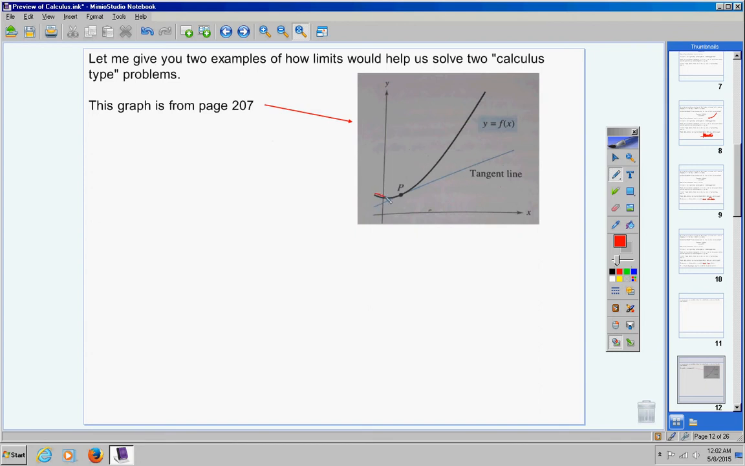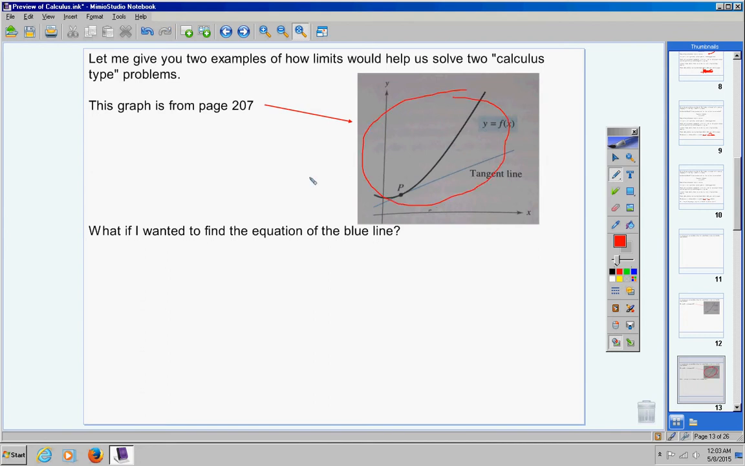So what we have is a black curving graph here, and then we have a blue line that is tangent to the black graph right here at that point, a tangent line. Do you see it okay? Now, what if I wanted you to find the equation of the blue line? Just sit back. Either you're drawing this in your notes, or you're putting in your notes page 207, and then turning in your books to page 207 so you can see a little better.